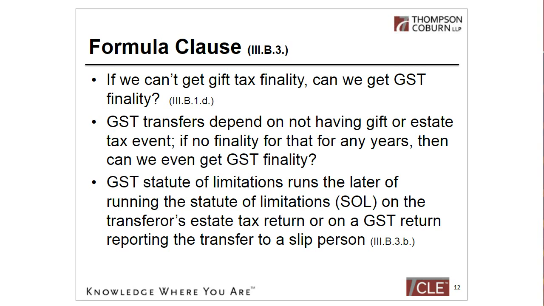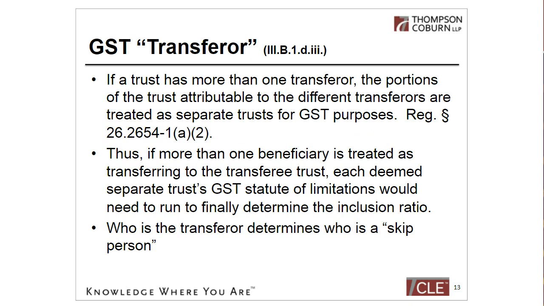Okay, so if the trust has more than one transferor, the portions of the trust attributable to the different transferors are treated as separate trusts for GST purposes. So if we have multiple transferors, the recipient trust, for example, the new trust that's the buyer, may actually be multiple trusts for GST purposes.